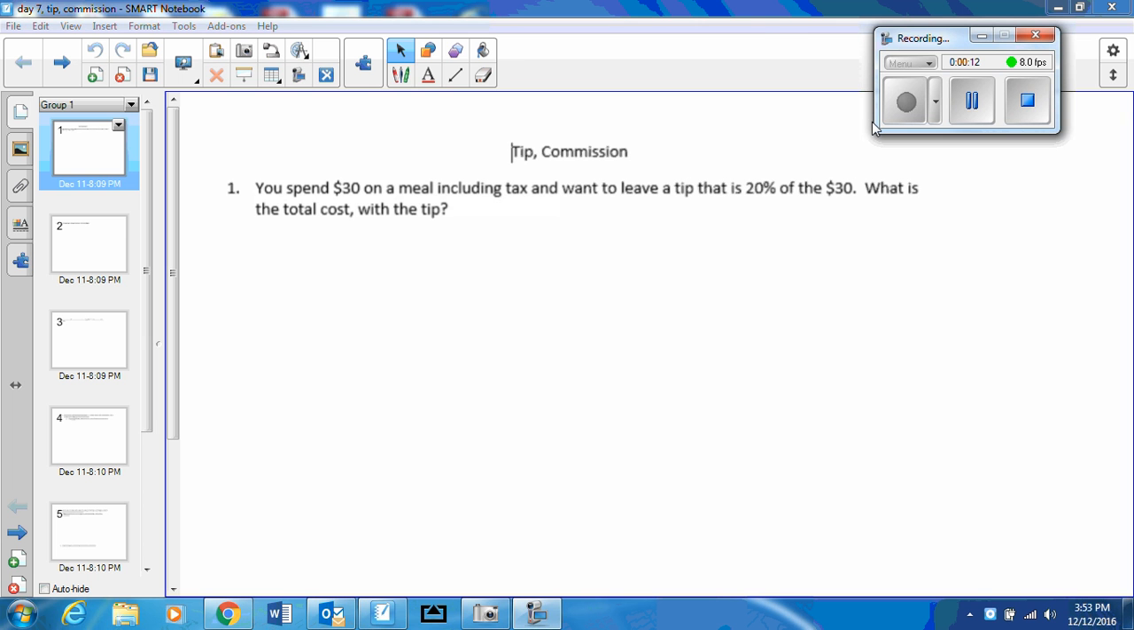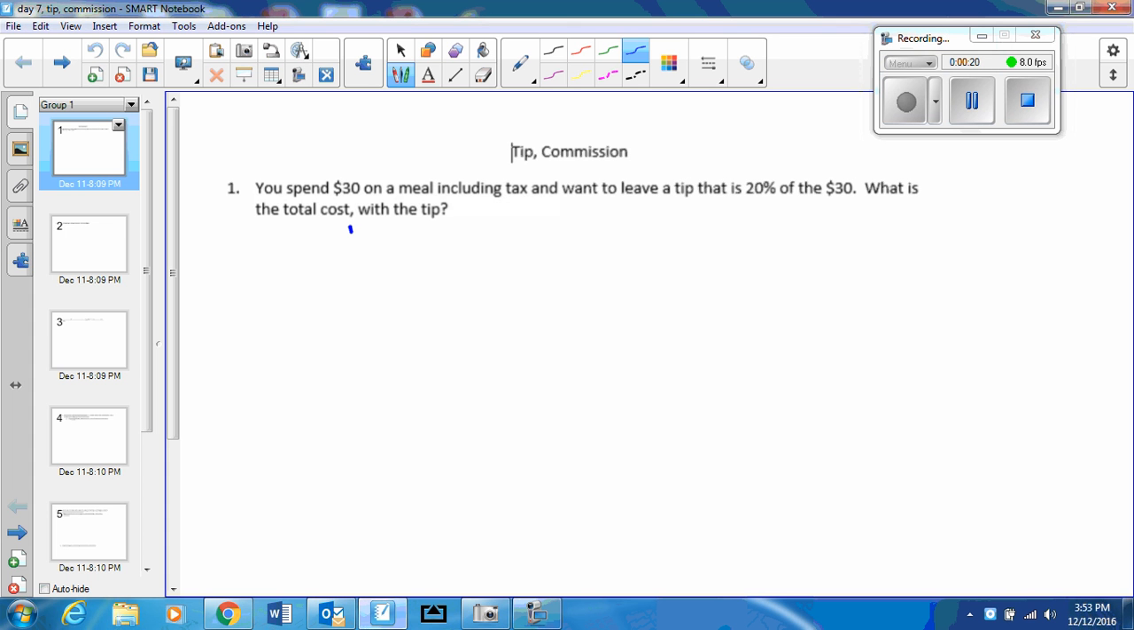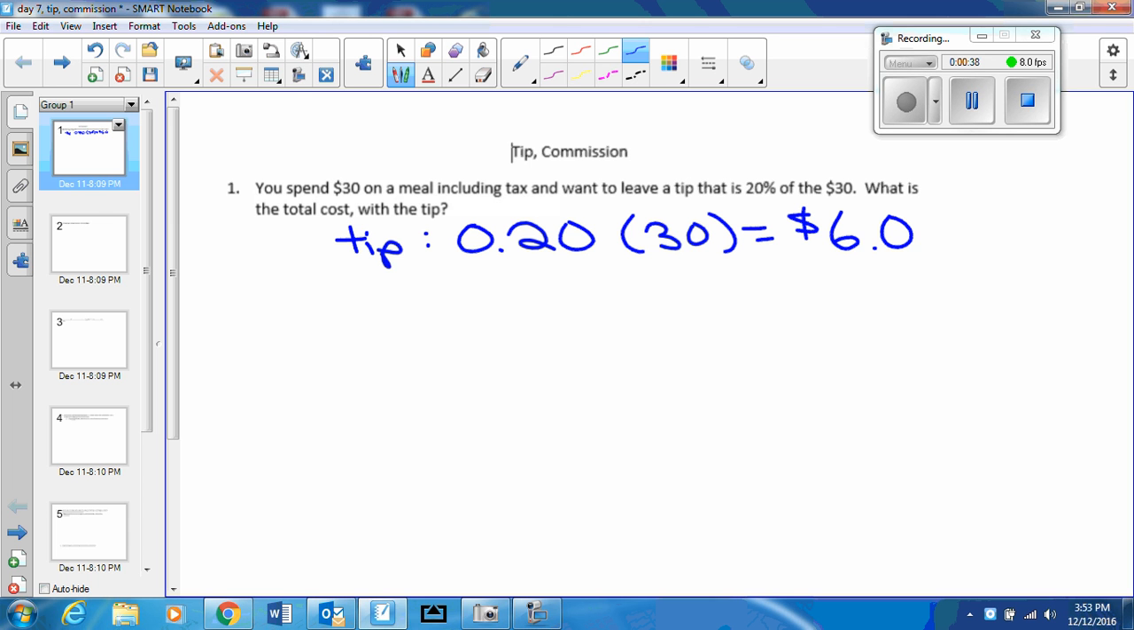$30 on a meal, including tax, and want to leave a tip that is 20% of $30. What is the total cost with tip? There's two ways you can solve these. You can find the amount of the tip first. You multiply 20% as a decimal, 20 hundredths, by 30, and you multiply that out. You get 6. So the amount of the tip would be $6.